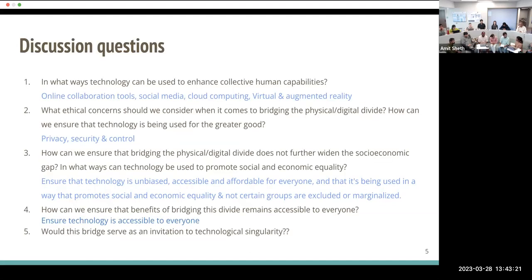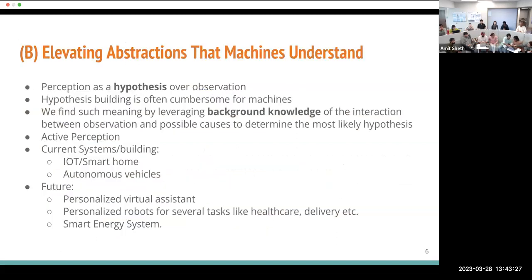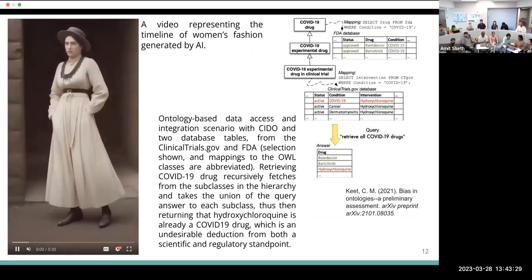Okay. Should we continue with the flow? Do you want to go first and just talk about the semantic? Yeah. You can just maneuver to your slide and talk about it. Yours.